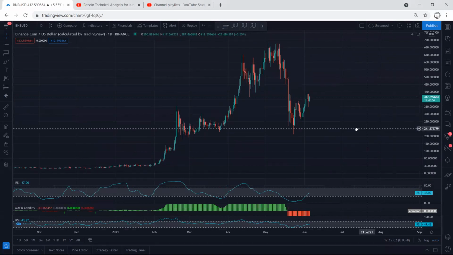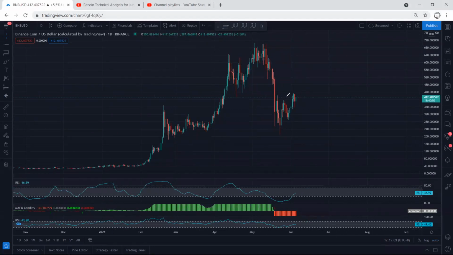If we move to the daily chart, as we can see, the price broke the previous top. And now we want to see whether this is a correction for continuation or a deeper correction relative to this. Okay. Now we want to see how we can look for a trade.